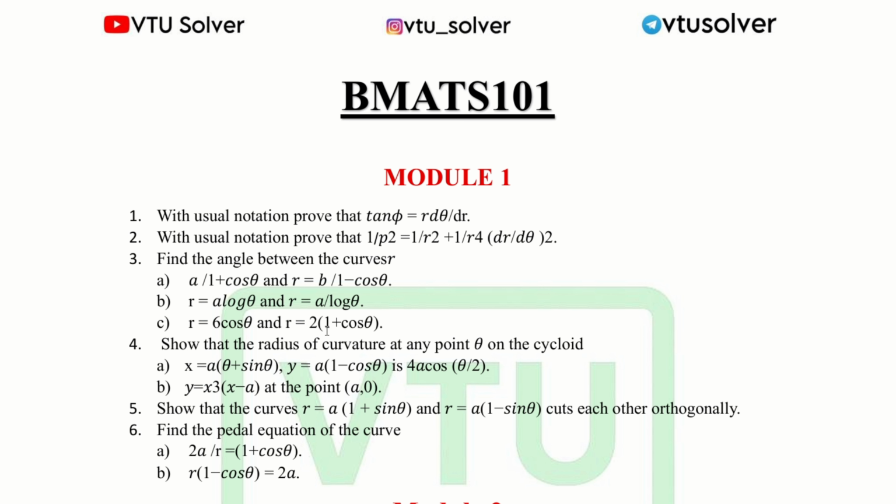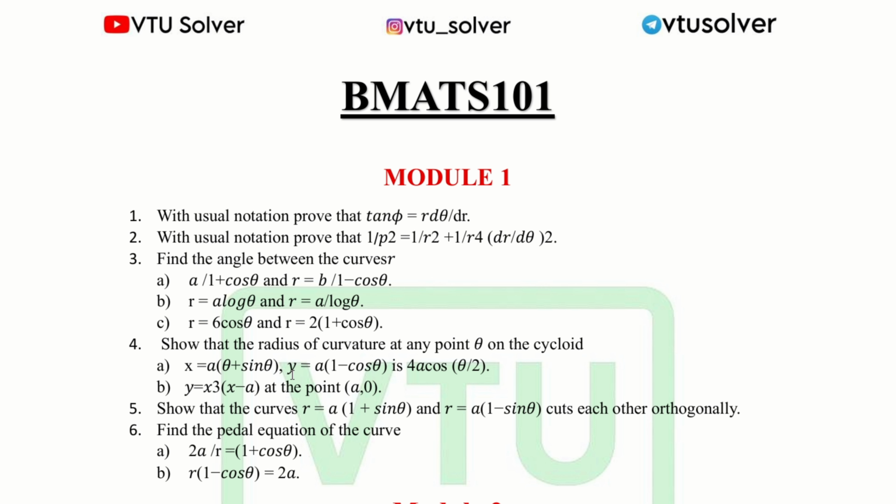And the fourth question is: show that the radius of curvature at any point on the cycloid. Two equations are there, of different types. The first equation is x is equal to a into (theta plus sin theta), comma, y is equal to a into (1 minus cos theta), is 4a cos theta by 2. And the second equation is y is equal to x power 3 into (x minus a) at the point (a, 0).